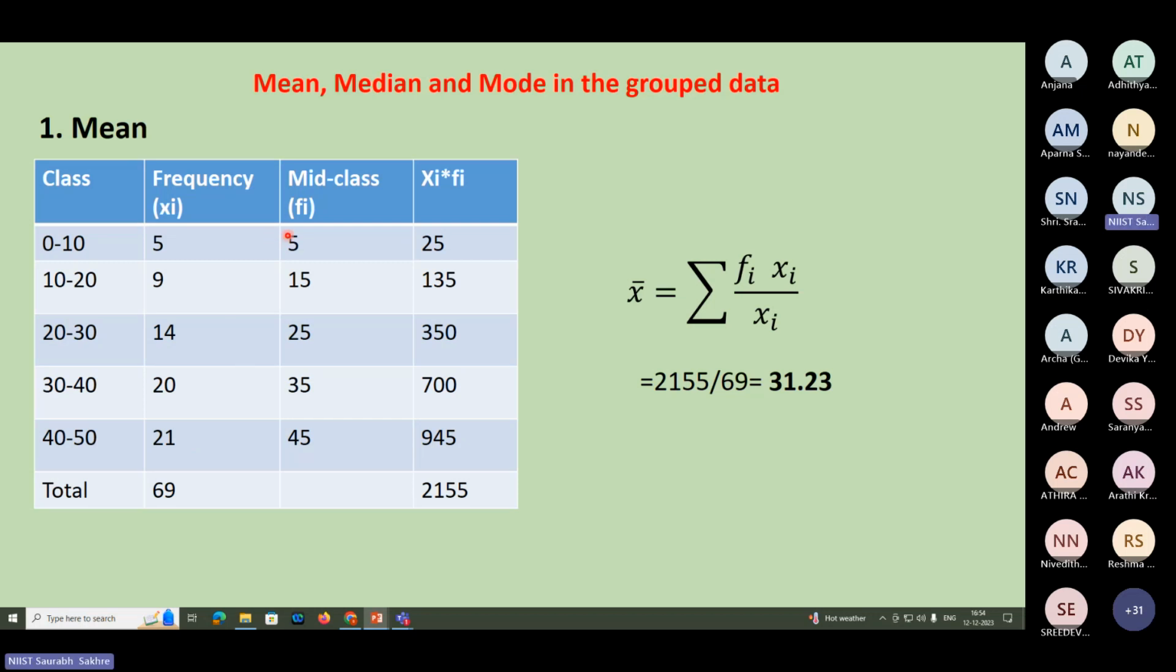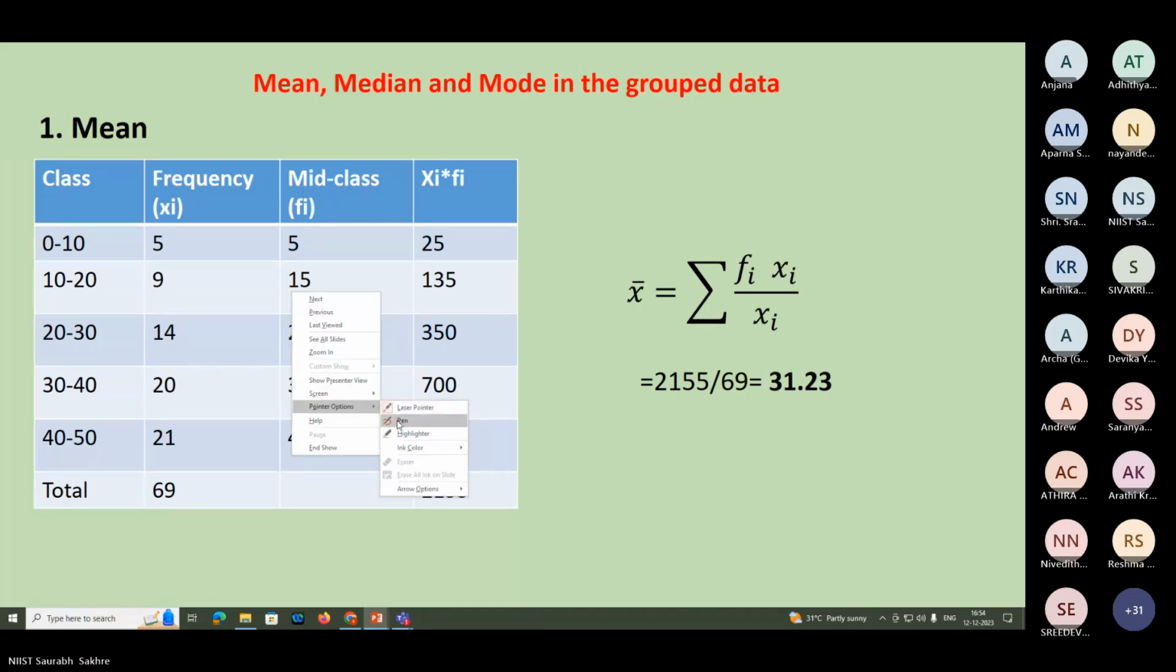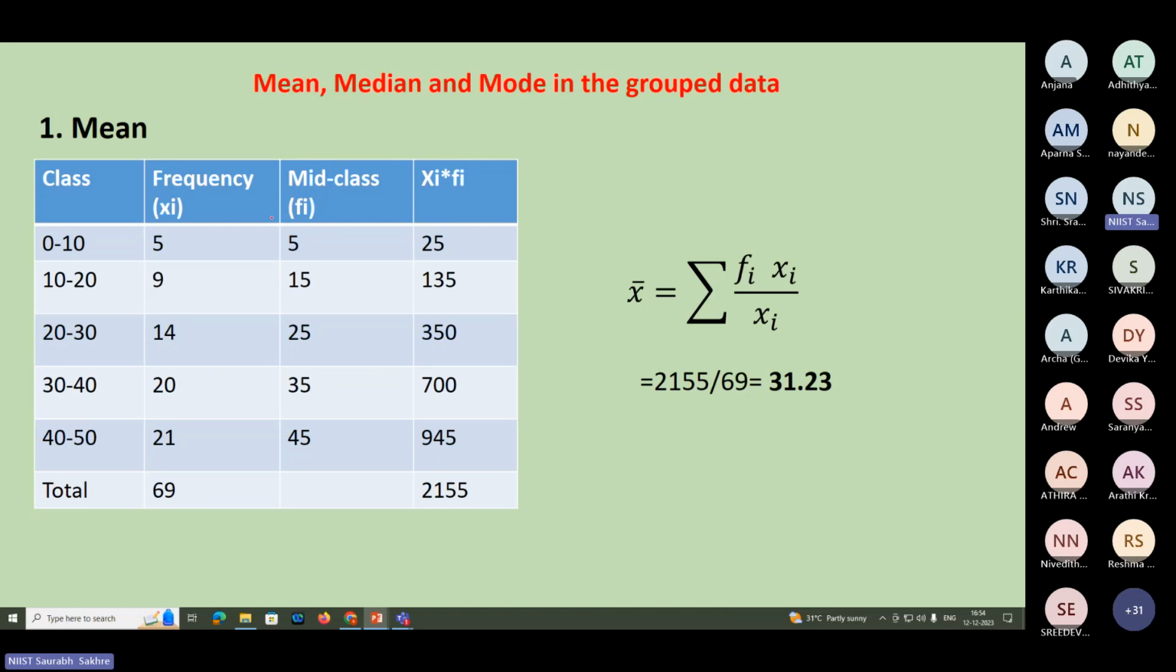Then we will calculate the center of that class. So for 0 to 10, the center will be 5, 10 to 20, 15, 20 to 30, 25, 30 to 40, 35, and 40 to 50, 45. It is simply the average of these two. So when you take the average of the two, it will come on the center. So it is also known as mid class. We denote it by Xi. And this is frequency, we denote it by Fi.